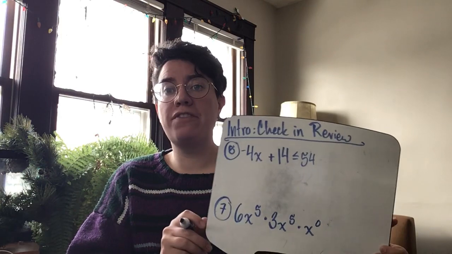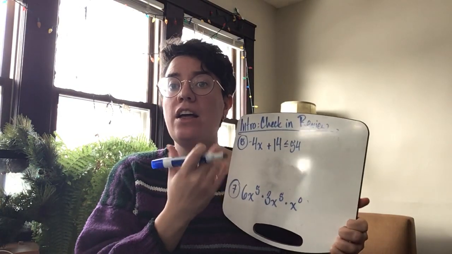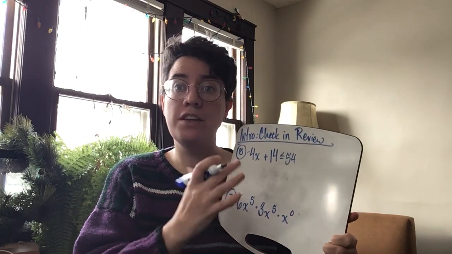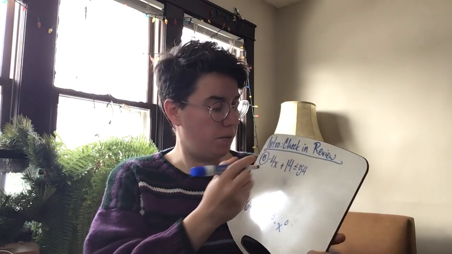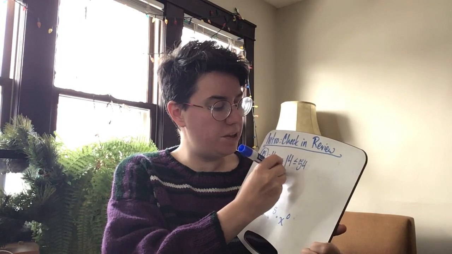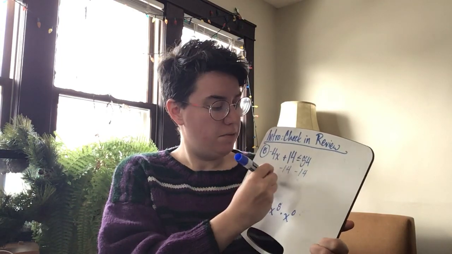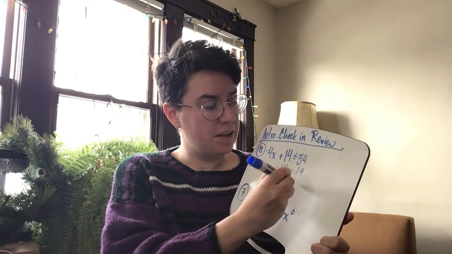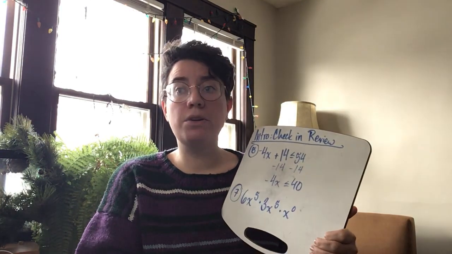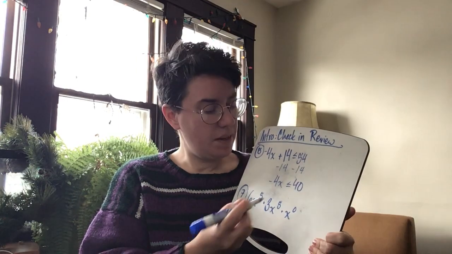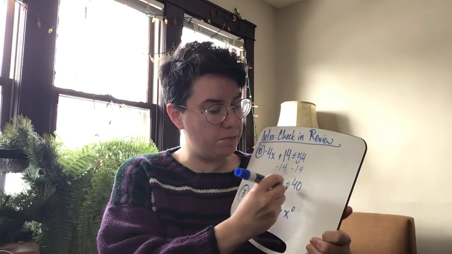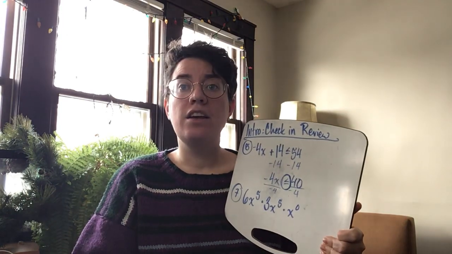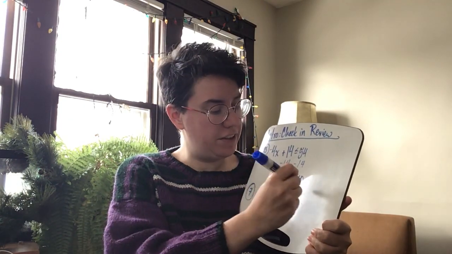So for number 5, this is solving an inequality. And the first step we're going to do is just subtract the 14 like we would normally solve. Subtracting doesn't have any effect on an inequality. So when we subtract 14 from both sides, we end up with negative 4x is less than or equal to 40. Now we're going to divide both sides by negative 4, just like we normally would. But remember, when you divide by a negative on both sides, you need to change the direction of the inequality.